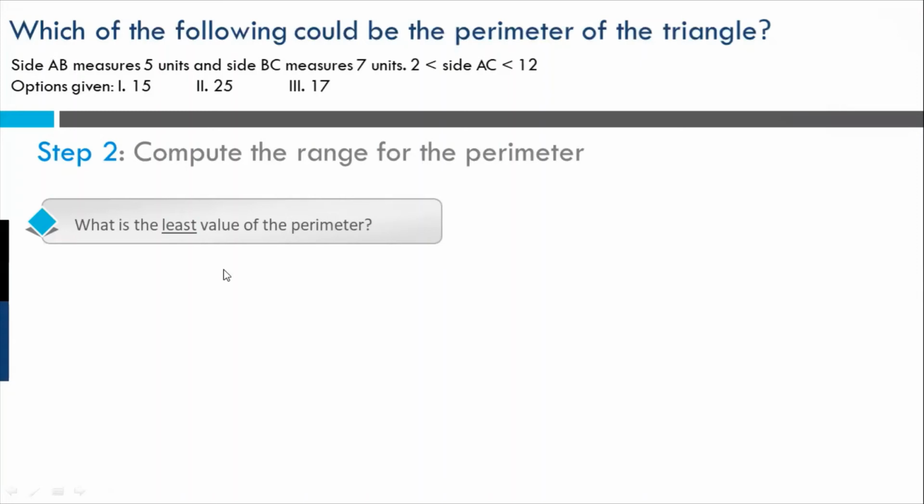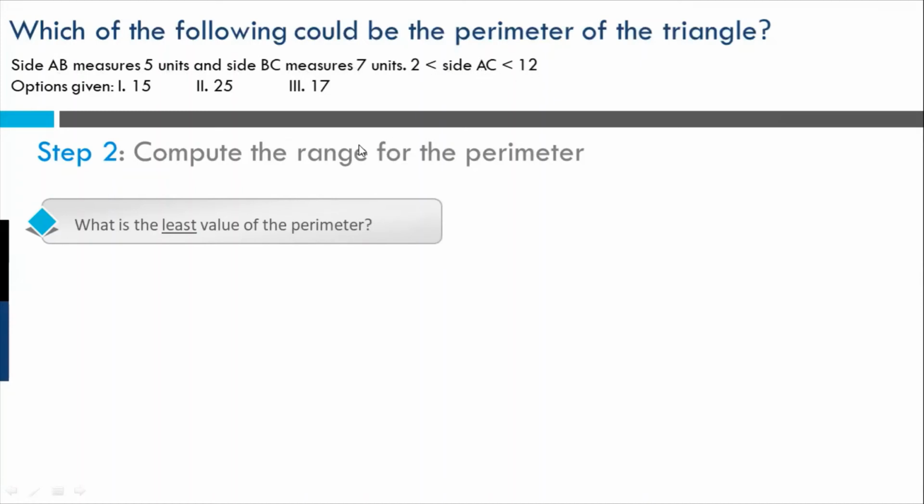So it'd be 12 plus 2, or a little more than 2. Okay, let's see this one. Side AB measures 5 units and side BC measures 7 units. It's all like the given. Now we have the three sides. The third side must lie between this and that.